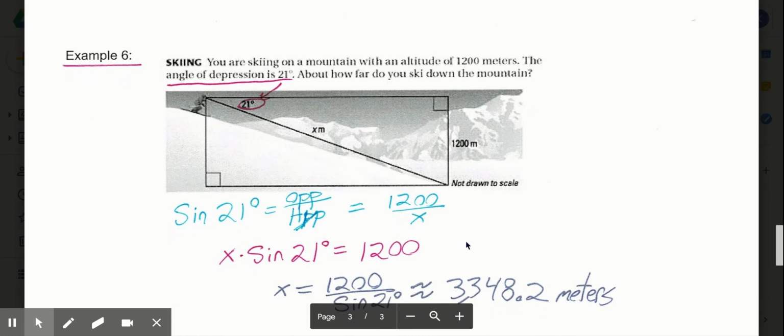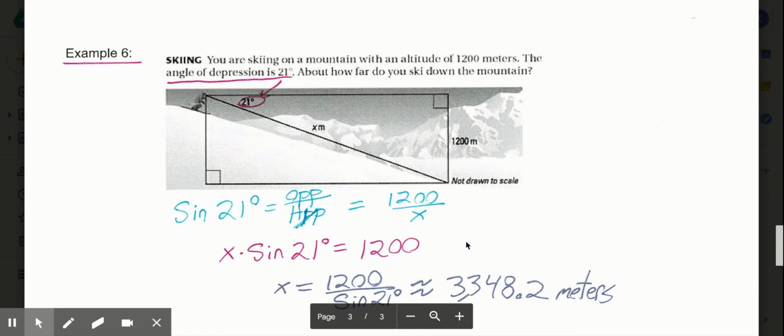Now, the way we apply that would be in a scenario like this. If you're skiing on a mountain and you know the mountain has an altitude of approximately 1,200 meters, and the angle of depression is 21 degrees, you can figure out the length that you went down the mountain. So we could use the sine ratio because we were given the opposite and we're looking for the hypotenuse of our right triangle. So opposite over hypotenuse.